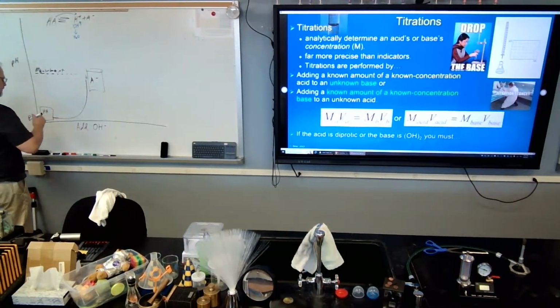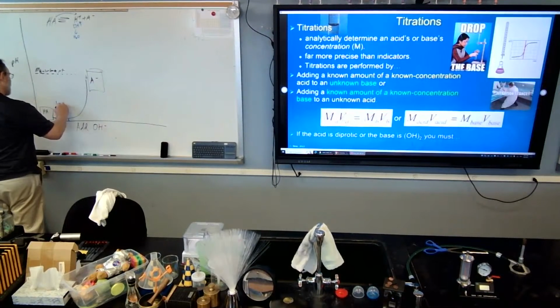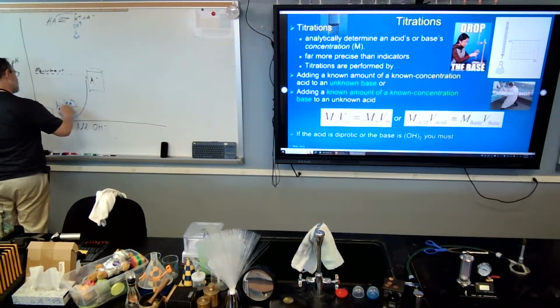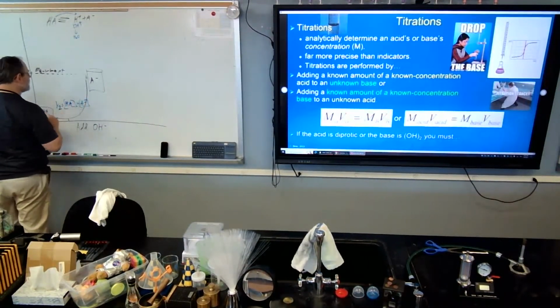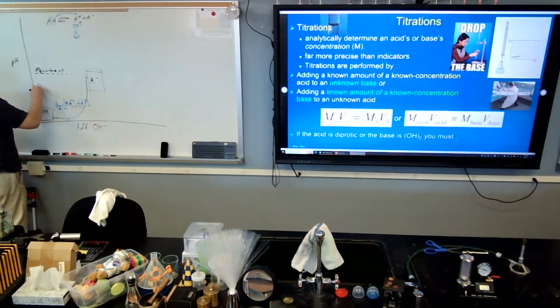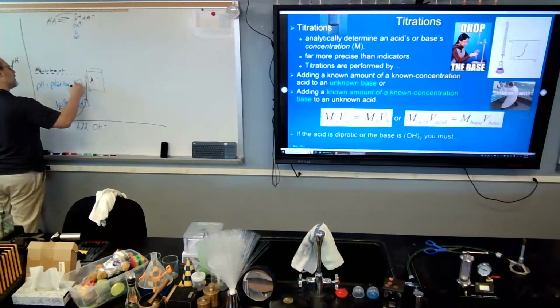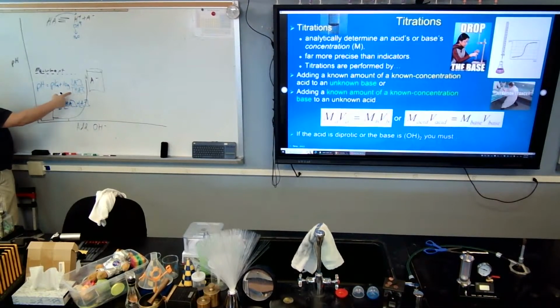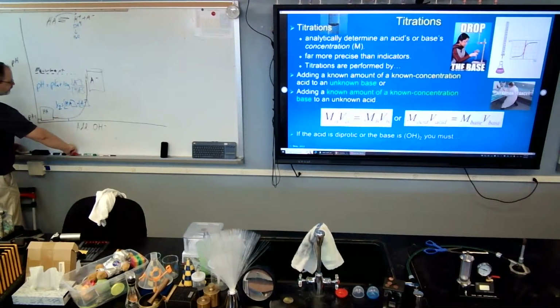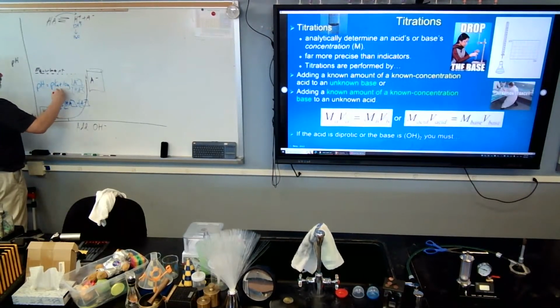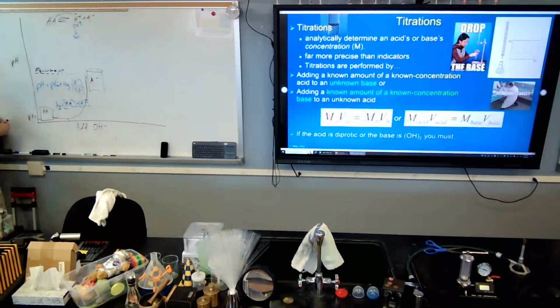At the halfway point, let's just say the halfway point is right here. At the halfway point, our HA concentration is equal to our A minus concentration. And when that happens, the Henderson-Hasselbalch equation is pH equals pKa plus the logarithm of A minus over HA. This is 1. Logarithm of 1 is 0. So at that point, the pH equals the pKa at the halfway point. Okay, so that's what we talked about yesterday.